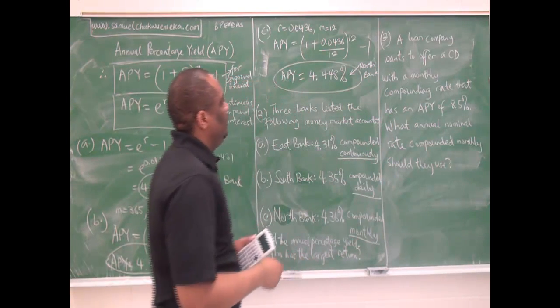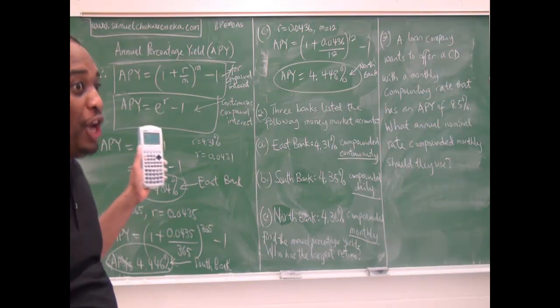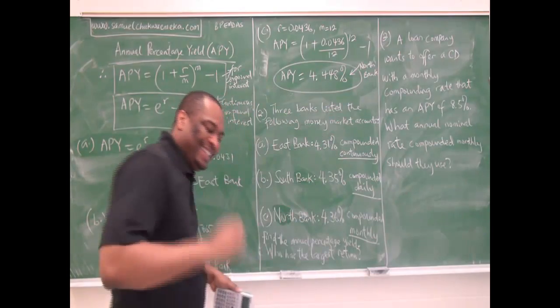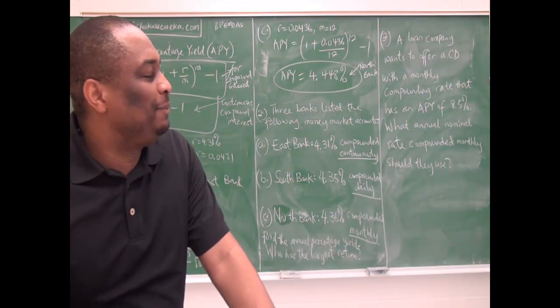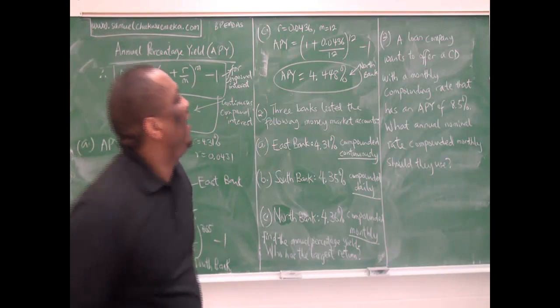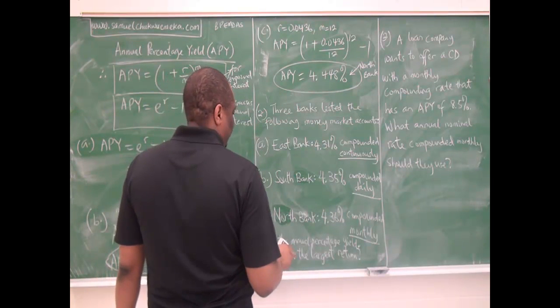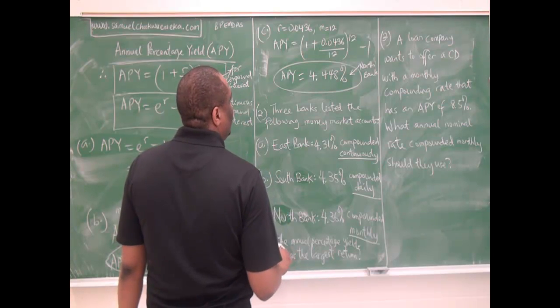All right, which bank would you invest in? Which bank has the largest return? This is 4.404 East, South Bank 4.446, North Bank 4.448%. Wow, North Bank. I'm sorry, so that would be the North Bank. We'll finish number 2, right? So let's do number 3 and then we'll call it a day.